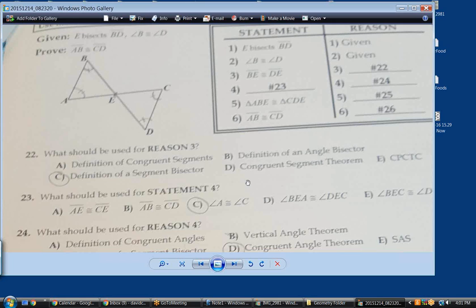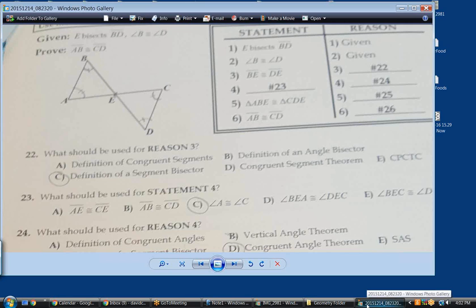That doesn't work. Go through each answer. It wouldn't be an angle bisector. Correct, it's not an angle. Congruent segment. Well, it'd be the segment bisector, wouldn't it? Exactly. In other words, you don't have to come up with it. You just have to pick it out of a choice of five. So number 22 is C. That is the definition of a segment bisector, that it splits the line up into two equal parts. And if this line is split up into two equal parts, then BE is equal to ED.